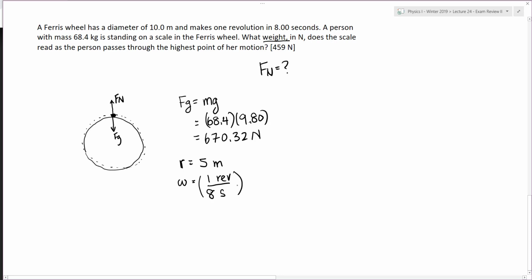Now that's not the standard international unit for omega. Omega, the angular velocity, should be in radians per second. So let's change revolutions per second to radians per second. So I'm going to put revolutions on the bottom so it cancels out, and radians on the top. So we end up with radians, and 2 pi radians is the same as 1 full revolution. So if we multiply these numbers on our calculator, I would just type 1 times 2 pi divided by 8, and I get pi over 4. So my omega, my angular velocity, is pi over 4 radians per second.